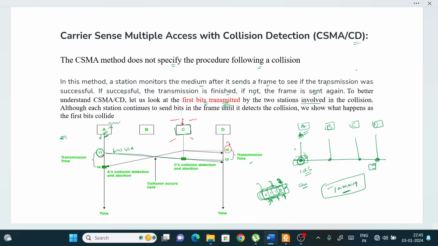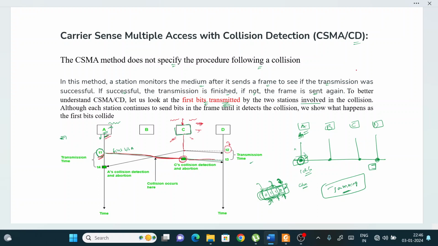Now what will happen when, at T1, station A has transmitted its frame? C is also transmitting its frame towards the right direction as well as the left direction. The first bit of A will be transmitted to here. Now in C we are sending some data towards the right direction. Suppose for example it is coming very fast. Now this data is going to D, something like this.